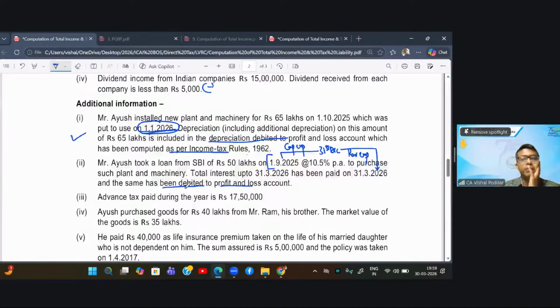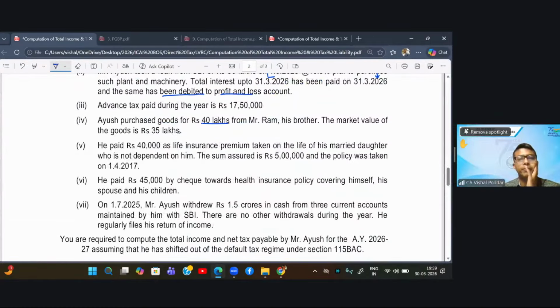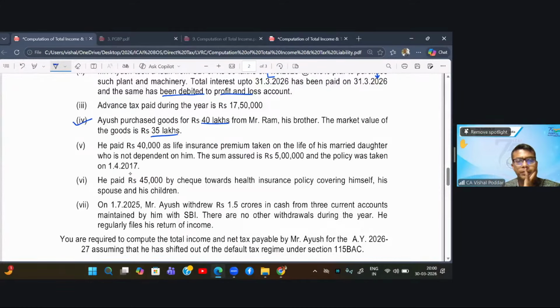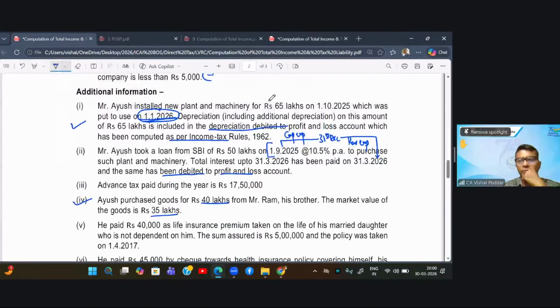What will come in the add part is this 5 lakhs, which is unreasonable, correct? Purchases from related person, section 40A(2). So it is unreasonable to the extent of 5 lakhs. Then this is done, life insurance. Only one item, students, nothing else. For this interest, the capital portion, correct? So this also we have to add.